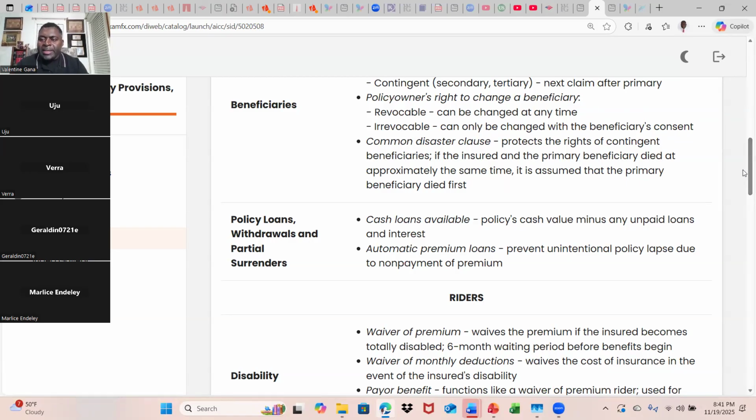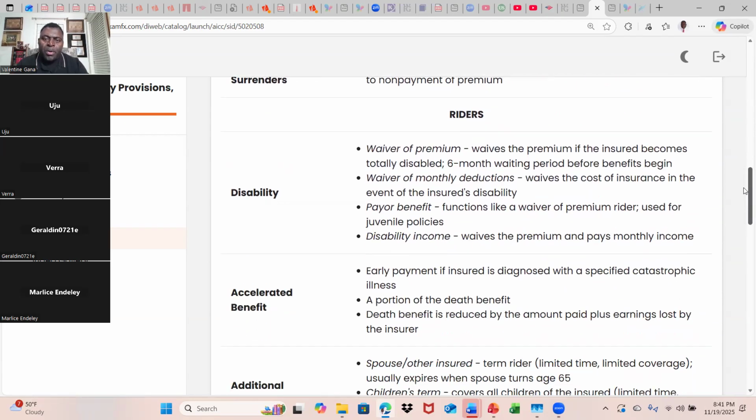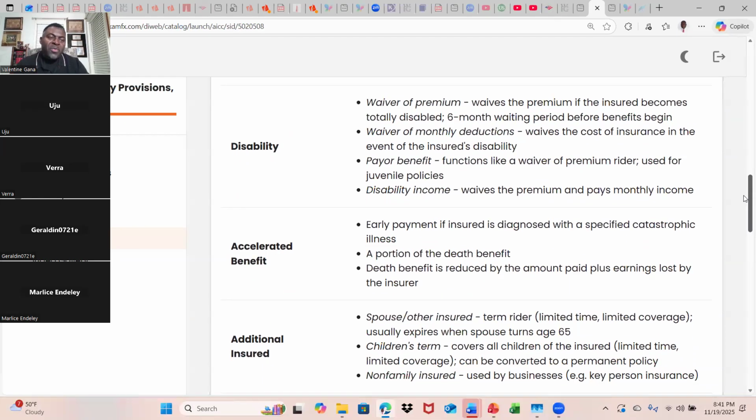Policy loans, like I said, are part of the rights of the owner. For universal life policies, there's also something called an automatic premium loan. An automatic premium loan is when you have a policy that is building cash. A universal life policy builds both cash and policy value, and if you miss a payment, they'll just take it out of your policy value to pay the premium. That's called an automatic premium loan.